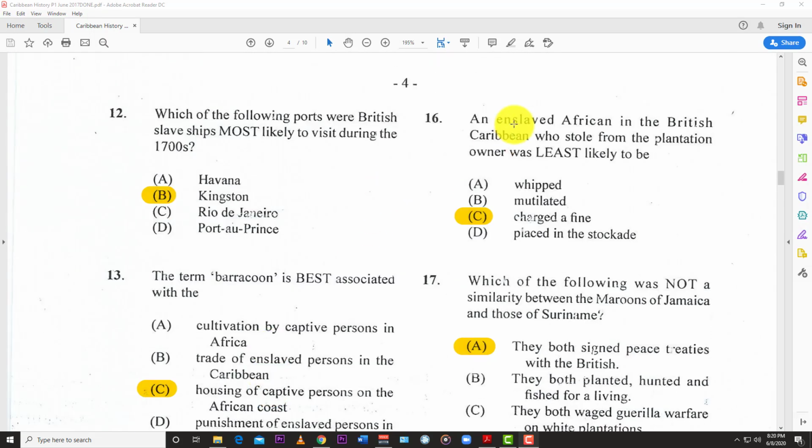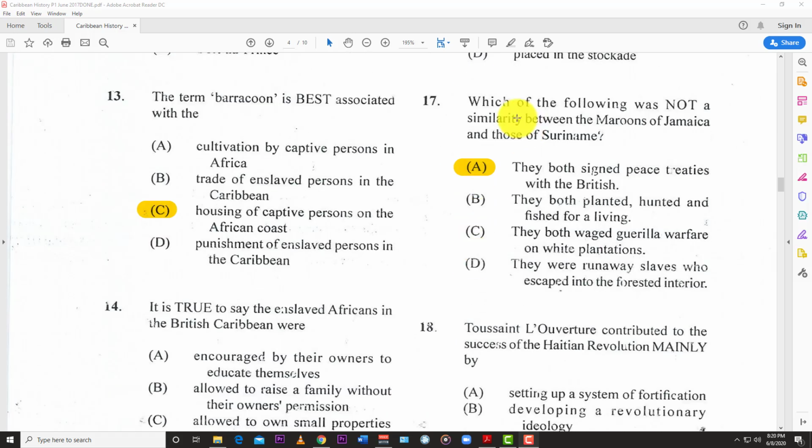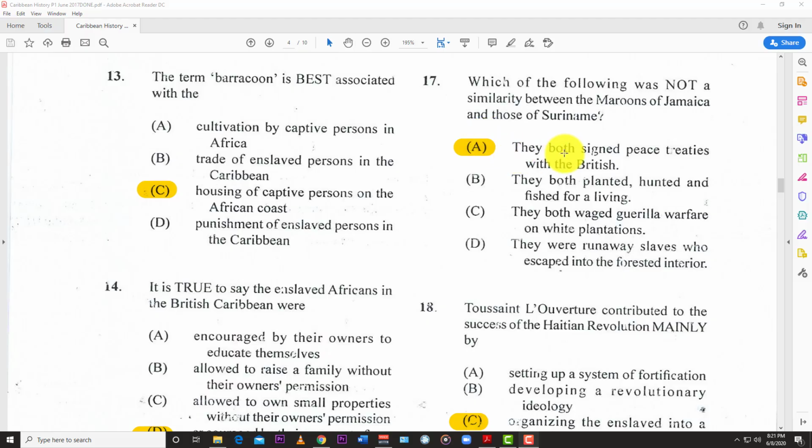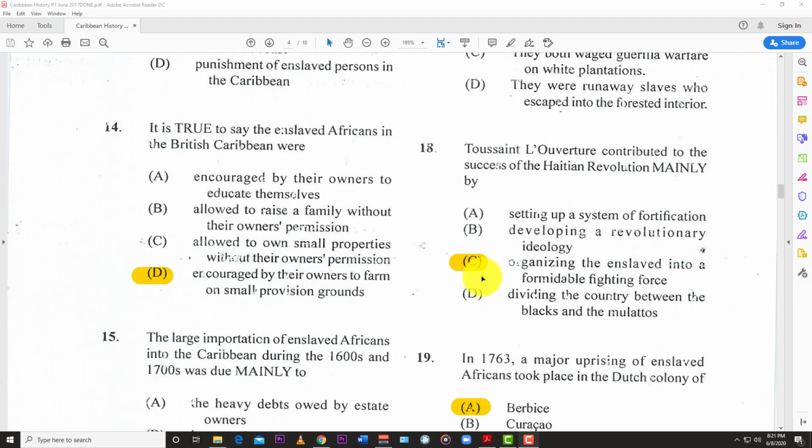Number 16, an enslaved African in the British Caribbean who stole from the plantation owner was least likely to be charged a fine. C, charged a fine. I mean, they can't pay for it, after all. Number 17, which of the following was not a similarity between the Maroons of Jamaica and those of Suriname? And the answer is A, they both signed peace treaties with the British.